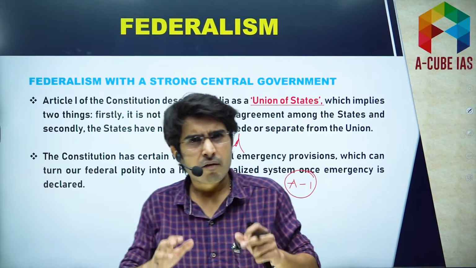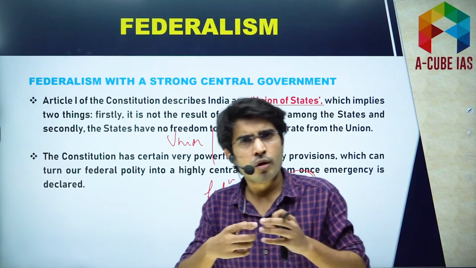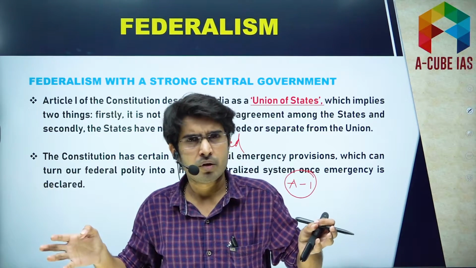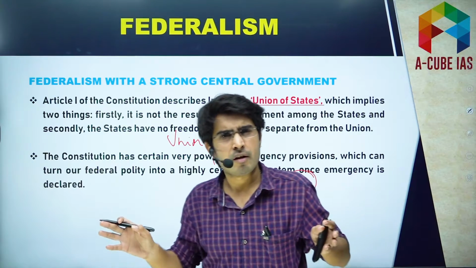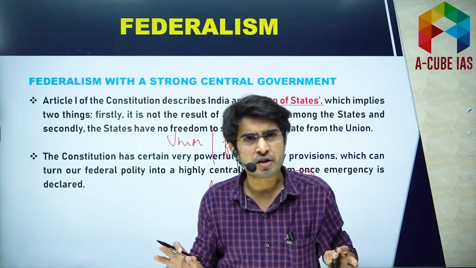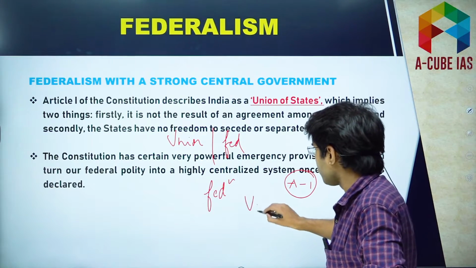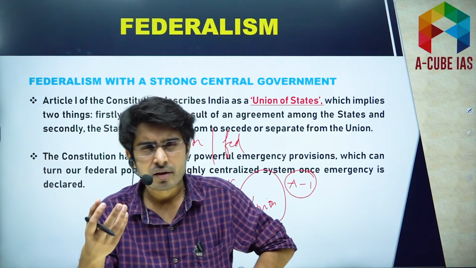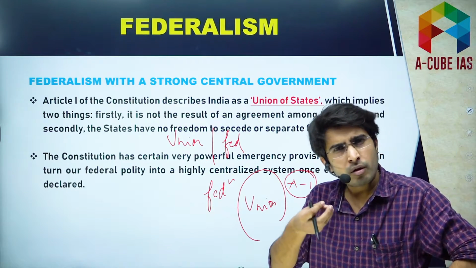See, in the federation that we have, the states do not have the right to secede. They cannot withdraw. So states have no freedom to secede or separate from the union. It is not the result of any agreement. We have created all these states. So that's why we have the words union of states. But our system, the federation, is a centralized system. The central government has more powers.